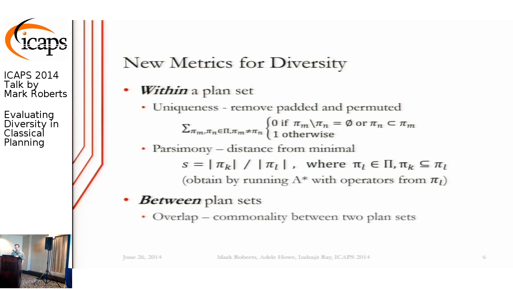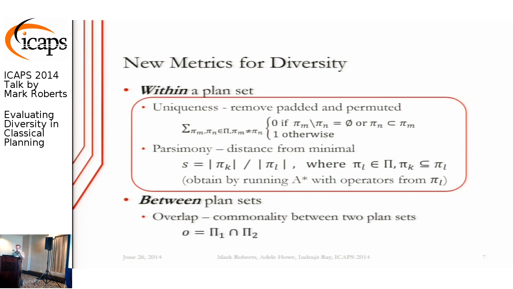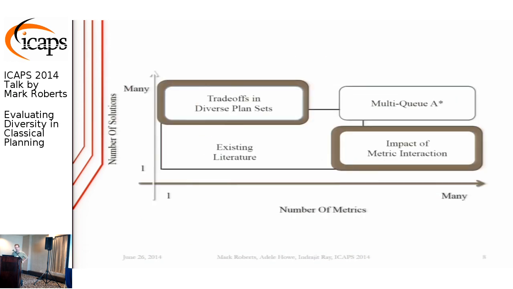And then something I won't really discuss in the talk today, but is in the paper, is this notion of overlap, which is related to how two plan sets overlap on just the set intersection. So we'll mainly focus on uniqueness and parsimony. I'll talk about some of the trade-offs I found. There's a lot more detail that you can look at in the paper, specifically on this notion of diversity, as well as some of the interesting things that we found out about metric interaction.